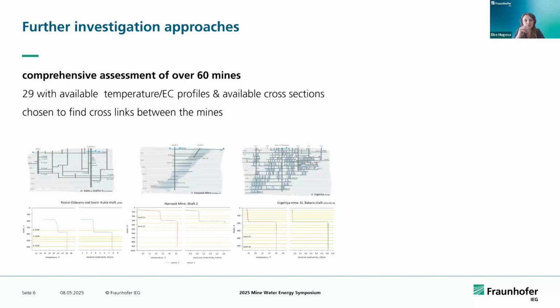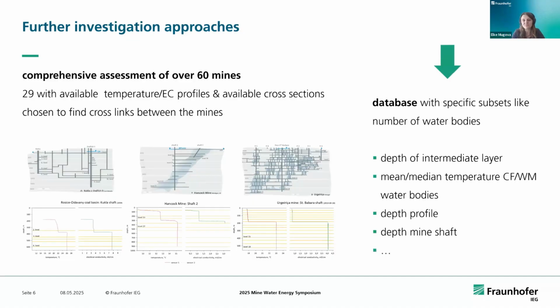This is how it looked, just a few examples. So multiple shaft mines, single shaft mines, different commodities. I had ore mines, I had coal mines, really to get a general impression. And then I made a database with subsets of the water bodies, and I had different criteria for how to analyze this database.